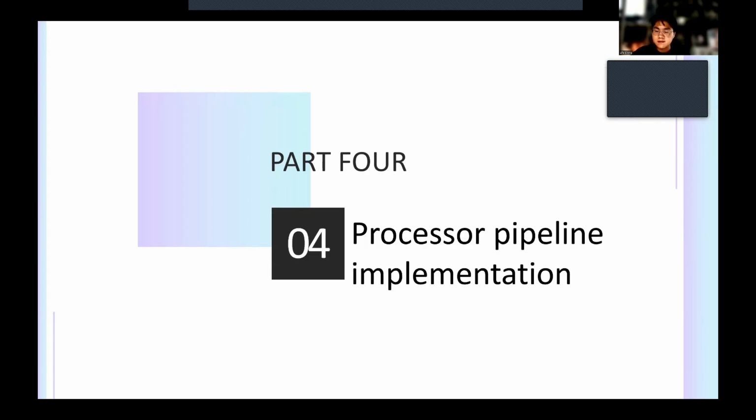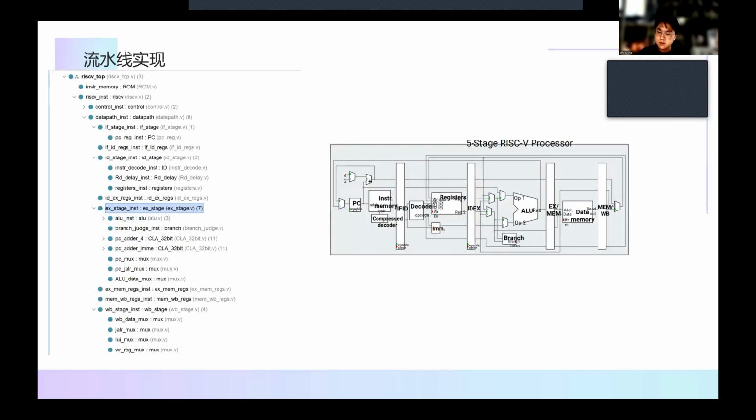Implementation of the 5-stage pipeline, which stores the signals that need to be passed by each stage by adding multiple registers to the CPU. This is the overall code structure of the pipeline. The stages are address, followed by decoding, execution, memory access, and write back.